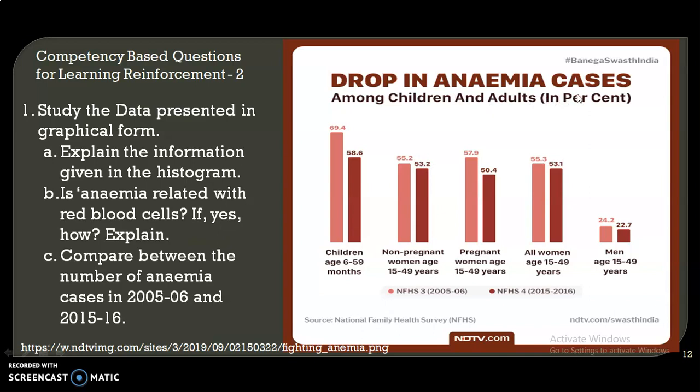Is anemia caused due to the deficiency or excess of red blood cells? You have to talk about it. How? You have to find out the answer. Then you have to compare between the number of anemia cases in 2005-06 and 2015 and 16, and you have to do the comparison for every category shown in the histogram.